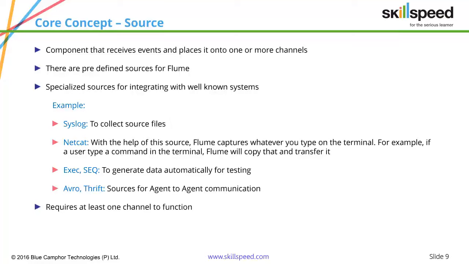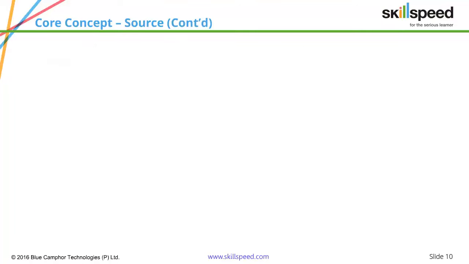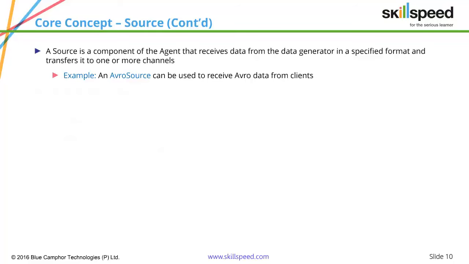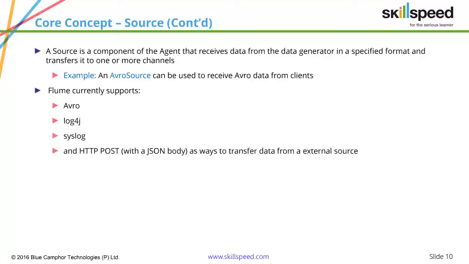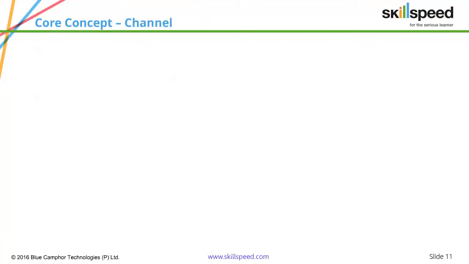Now, a source always requires a channel because once it receives the data, it places it into this channel. A source is a component of the agent that receives data and transfers it to one or more channels. Now Avro, Log4j, syslog, HTTP post, there are many sources that are available, and it even allows HTTP requests.